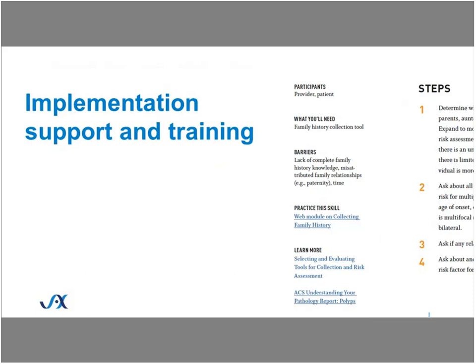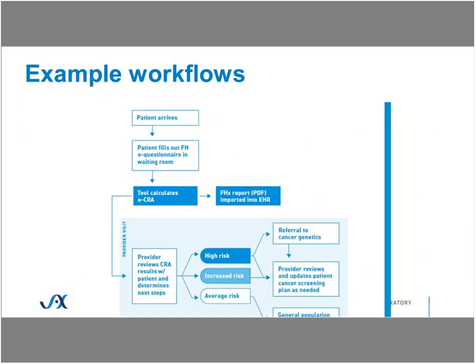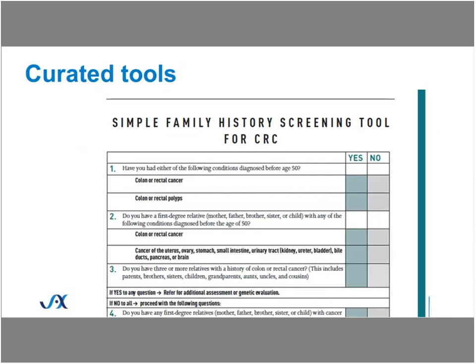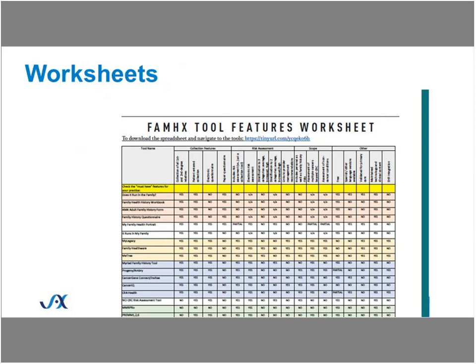So here's an example of this kind of implementation support of a particular process. We have this in a sidebar. There's links to related tools, ways to access resources to learn more about the topic, information on potential barriers, and a list of essential team members who might be involved in implementing this task, and when applicable, links to patient materials. We have example workflows, a curated list of tools, like family history tools that might be useful for practice, and worksheets to help implement different parts of this family history system.